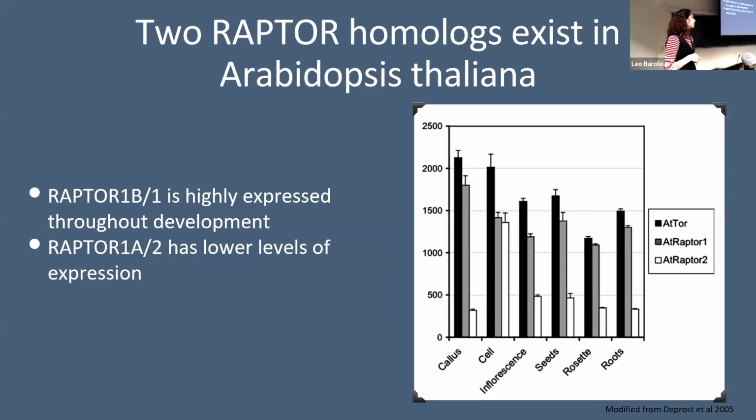Raptor 1a or raptor 2 has lower levels of expression throughout development, and it is mostly found in leaves and flowers and not so much in roots or seeds. So that would kind of lead one to believe that it has roles in later development, not so much in early development. If you're wondering, raptor 1a and raptor 1b have an 83% sequence similarity.